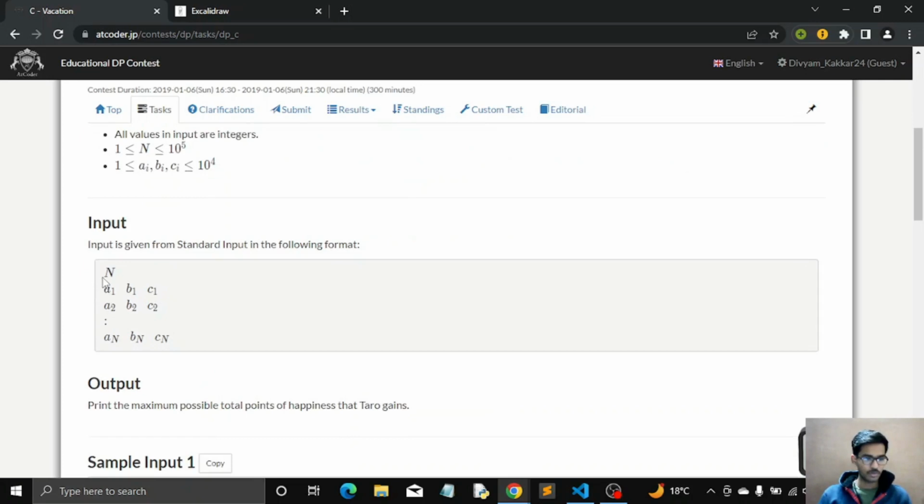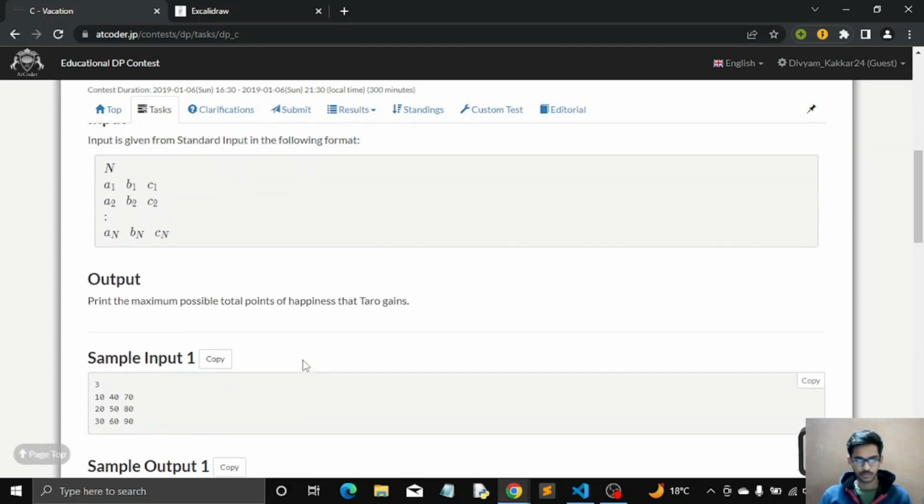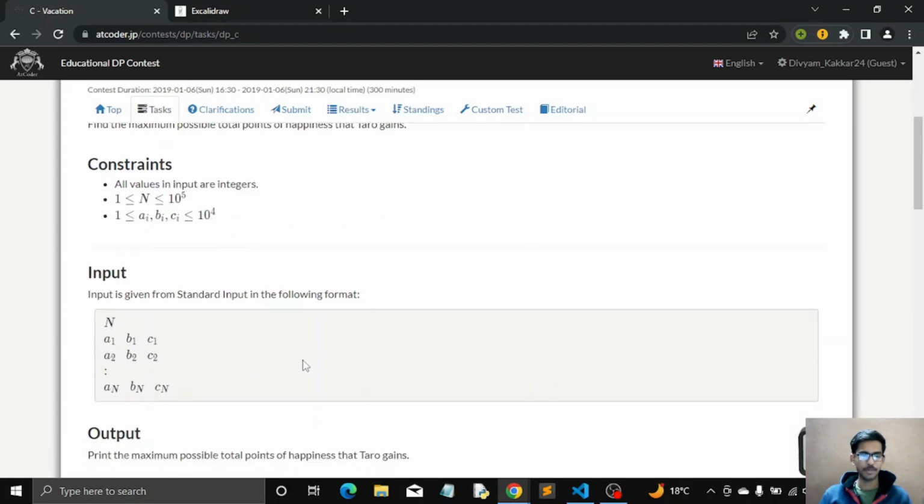If I talk about the input, we'll first be given an integer n, which is the number of days in our vacation, and then for n consecutive lines, we'll be given 3 integers on the ith line, and these integers represent the points associated with each of the 3 different activities. We need to print the maximum points of happiness that we can gain after n days. So this was the problem statement.